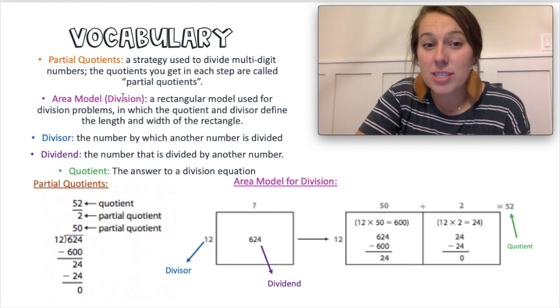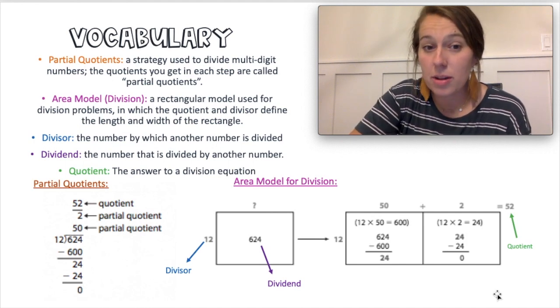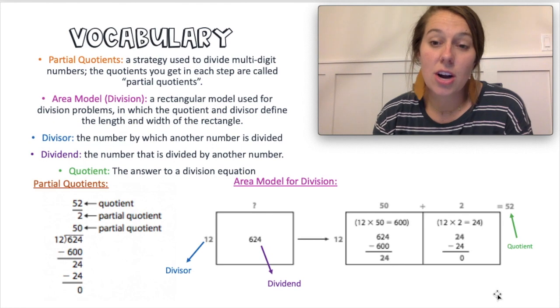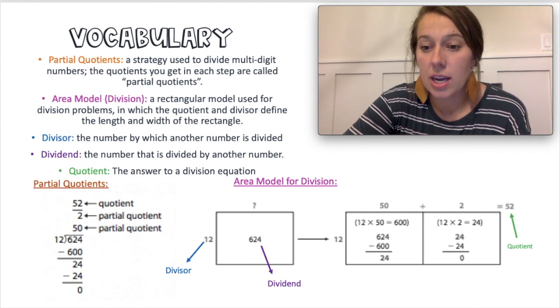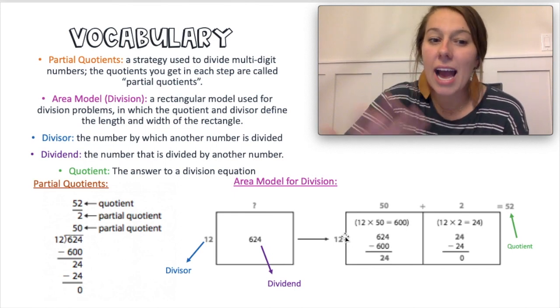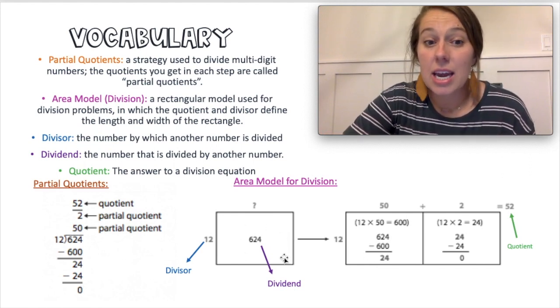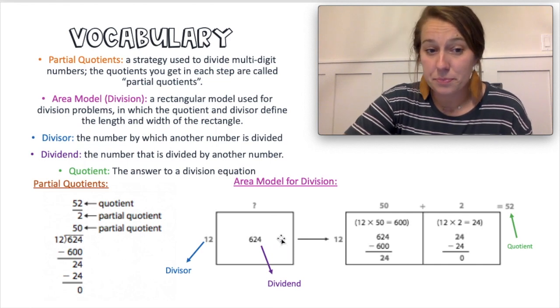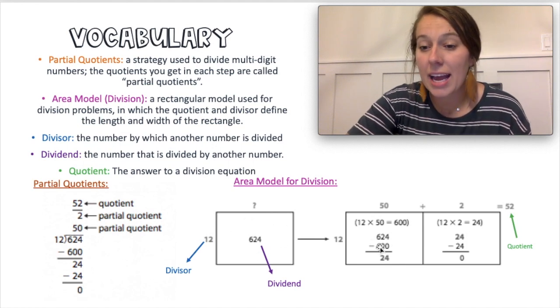Our area model for division is a rectangle, and it is used to solve division problems in which the quotient and divisor are the length and the width of the rectangle. So if you look at the colors down here, your divisor is on the outside, and that is the number by which another number is divided. So that goes on the outside of the house or on the outside of the box. Your dividend is the number that is divided by another number, and that's going to go on the inside of the house or inside of the box. And then our quotient is always our answer to our division problem.